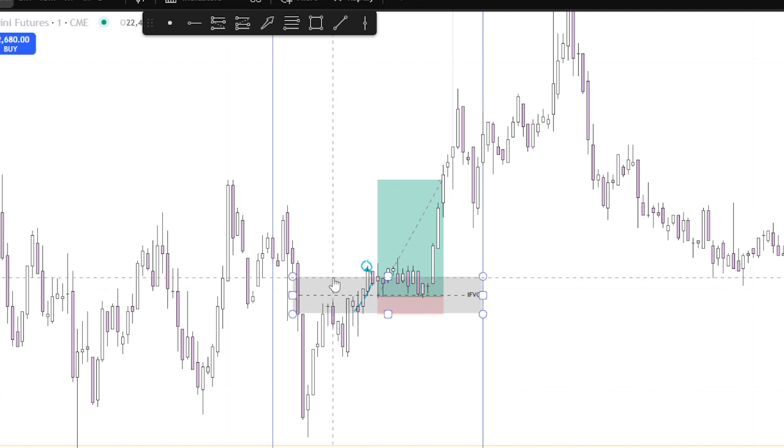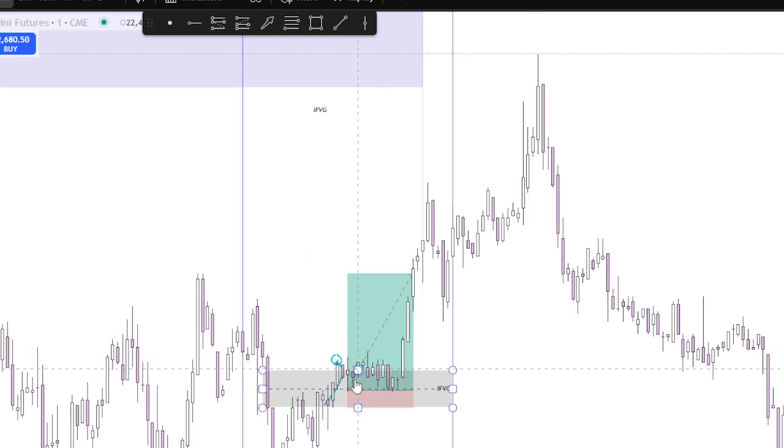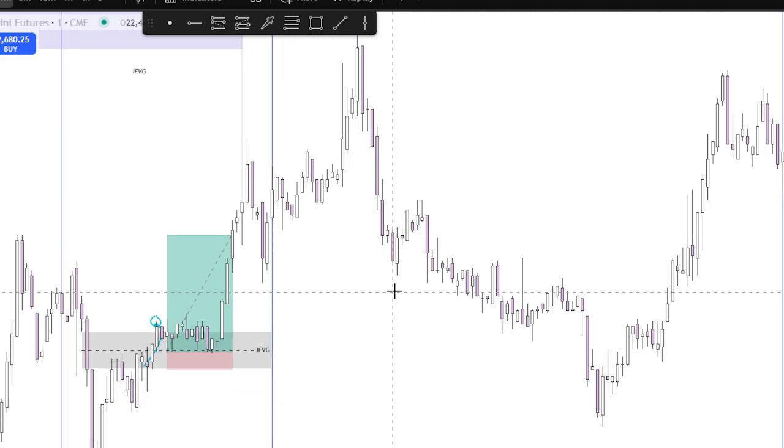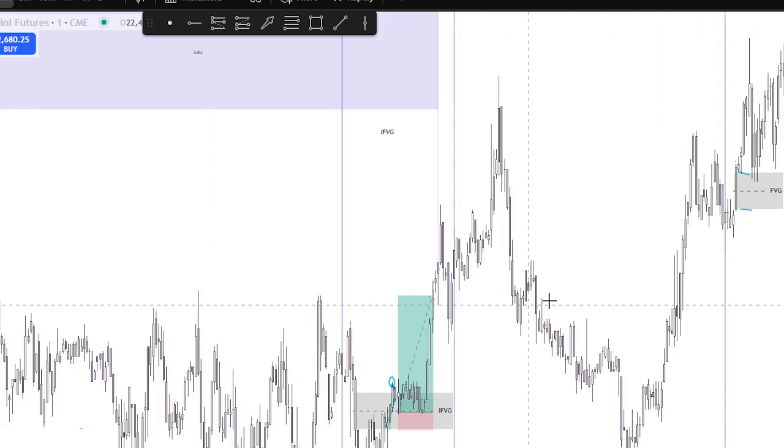Remember, consequent encroachment is the 50% line. Filling a fair value gap means closing over the end of it, to invalidate the idea that price is going to push lower from that area of imbalance. And then price will push higher after hitting the consequent encroachment or just tapping the inverse fair value gap in general.